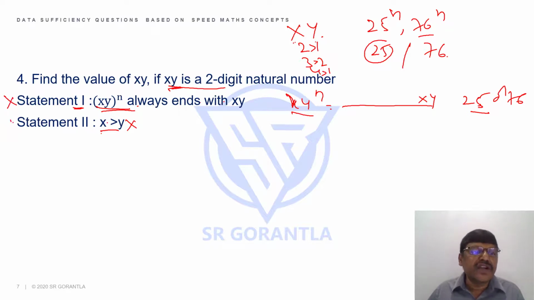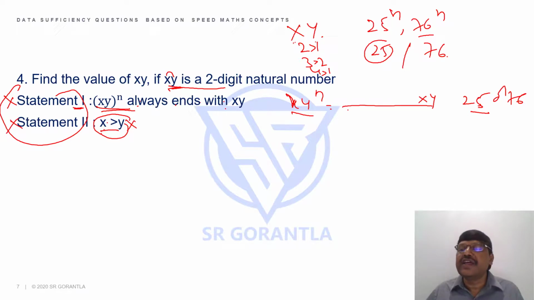You already said the second statement is also not sufficient, because if I take only this, forgetting the first statement, there are many 2-digit numbers where the tens place can be more than the units place. So if I take both combined, students, you said xy whole power n ends with xy means xy is 25 or 76. You are saying x is greater than y, and 2 is not greater than 5. That's why it is ruled out.